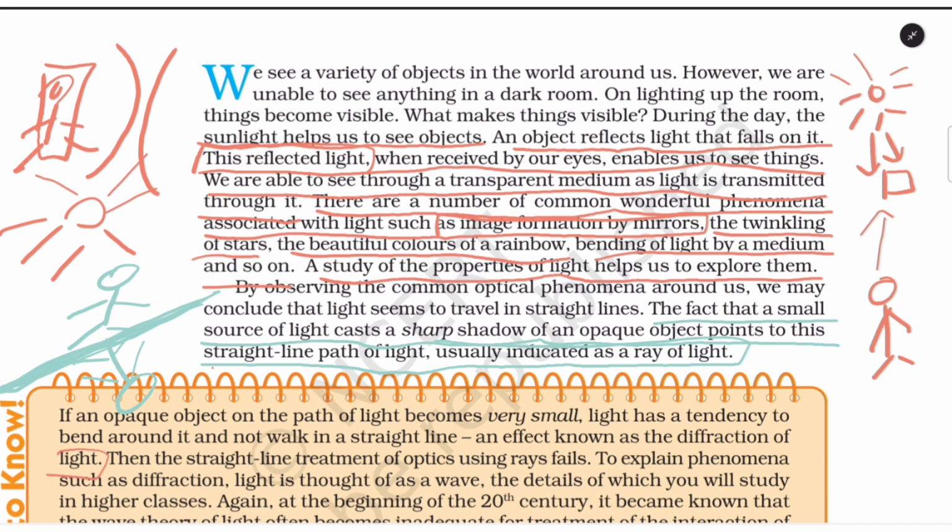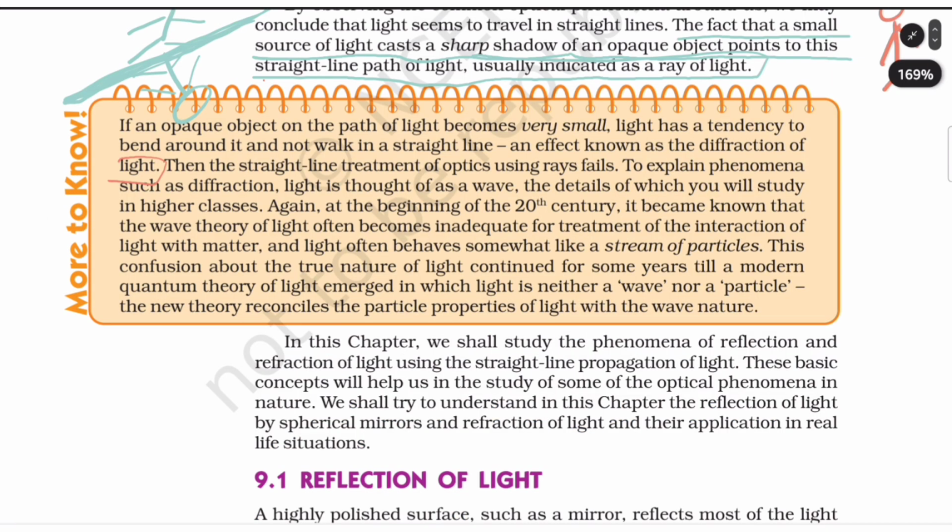This is the thing you will study in this topic. Now we can go for one note. If an opaque object on the path of light becomes very small, the light has a tendency to bend around it and not walk in a straight line.